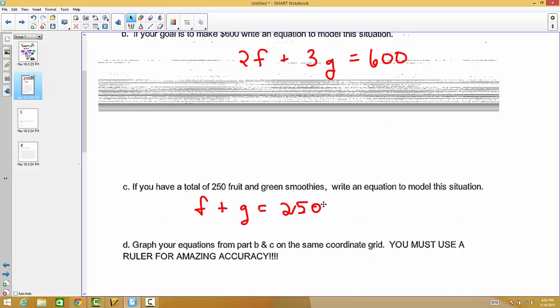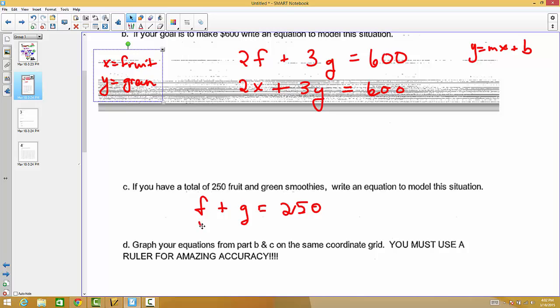And then it says graph both of these. So in order to graph, you want to put your equations in y equals mx plus b. Now, it doesn't matter which is which, but we can make the f our x and the g our y. It looks more like a y anyways. So you would need to write that x equals fruit and that y equals green.